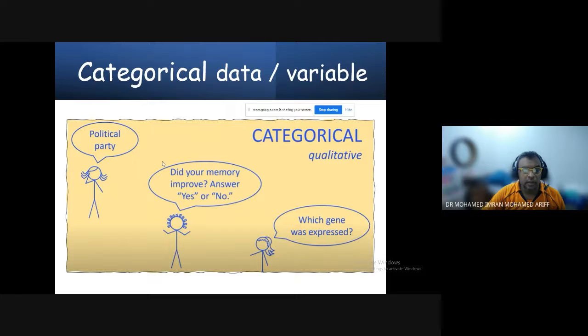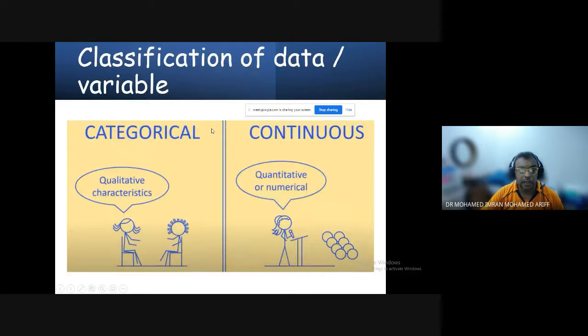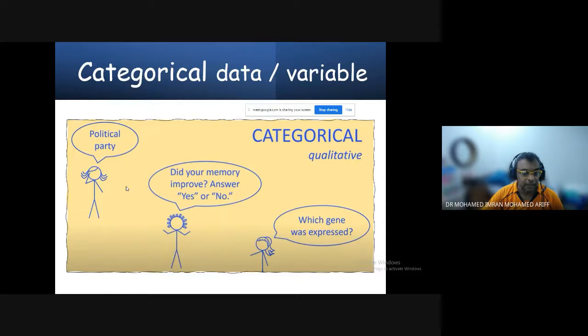Categorical variable, political party. Sebab kenapa categorical variable ni berada dalam qualitative? Because there is no answer for it. Political party, tak ada jawapan yang betul. There is no numbers which can say that, there is no numbers we can derive that. There is no number, tak ada number kat situ.